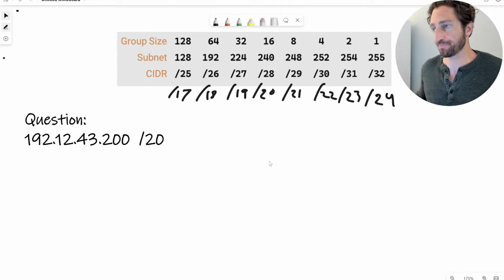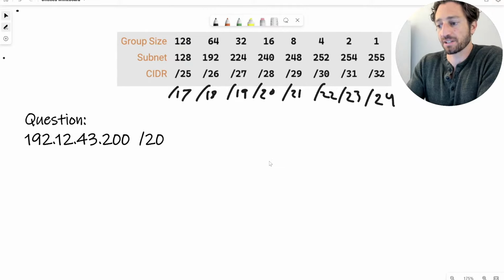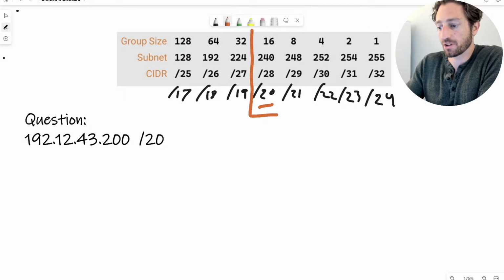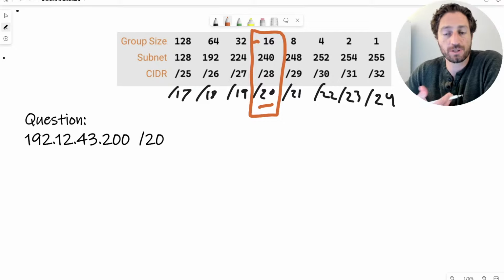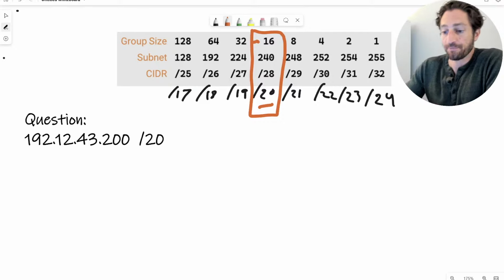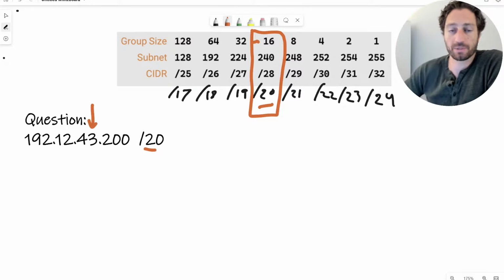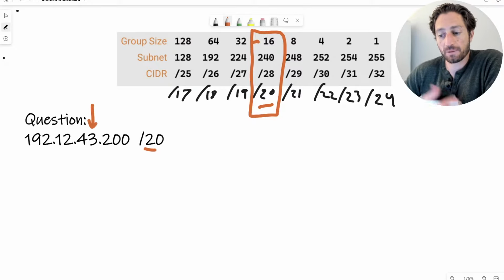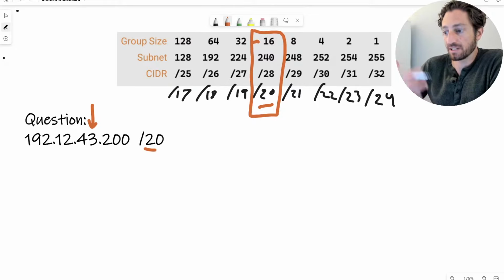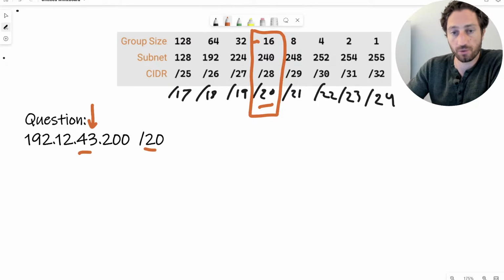Cool. So again, the problem is essentially the same. Since the /20 is here, this tells me I am in this column right here, which means my group size is going to be 16. So that's what I'm going to be using as my increment value. But since I'm in the third octet, and I know this because the problem tells me, I'm a /20, I'm going to be incrementing that third octet in sets of 16 until I pass 43.